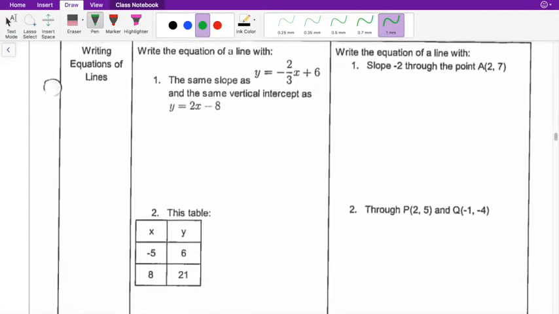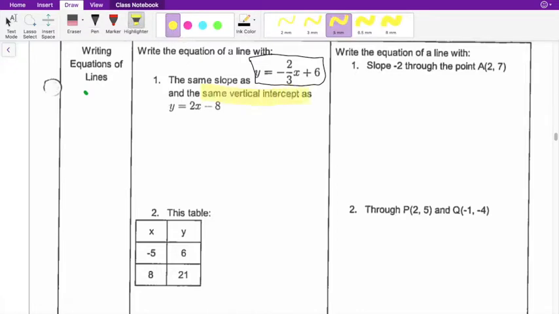So, write the equation of a line with, this is our original. So write the equation of a line with y equals -2 plus 6. The same slope as the same vertical intercept as this. All right, so we're supposed to use this line here to start, okay? So we have to adjust this line to match this. And the thing we're trying to match here has the same vertical intercept point, okay?